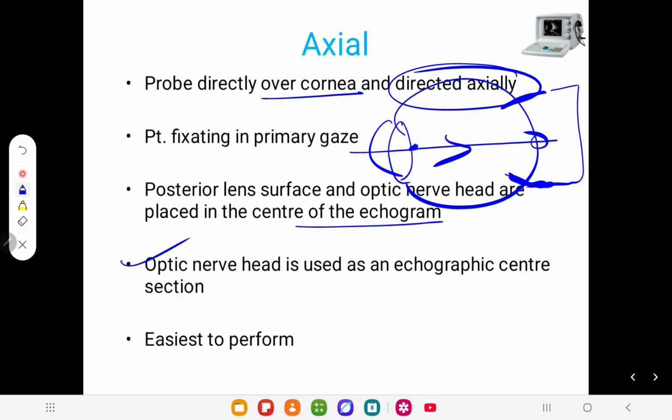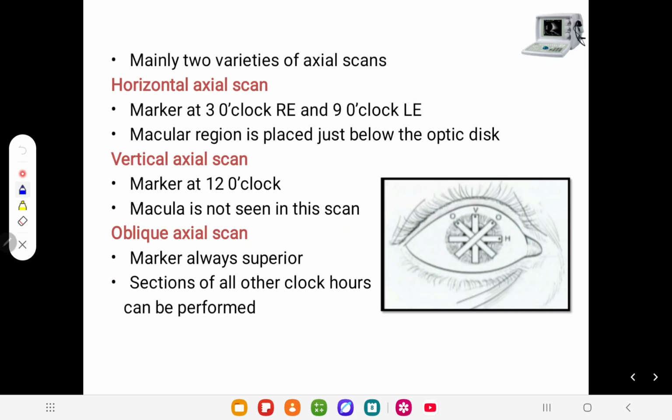We normally do optic nerve head examination, and we normally do axial length. One of the easiest techniques to perform is axial. Axial means, as I have already told you, the probe is definitely on the cornea. There are mainly two variants in the axial scan: the horizontal scan, with the marker at 3 o'clock or 9 o'clock for the right and left eye, and the macular region is placed just below the optic disc. It's always there, isn't it?